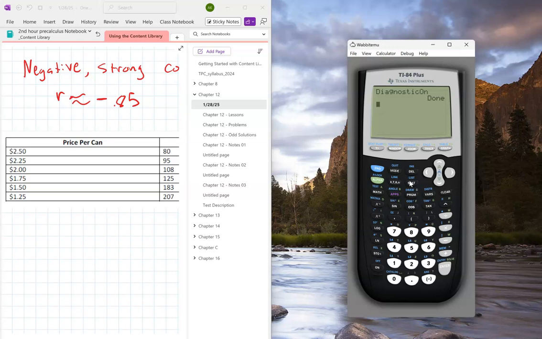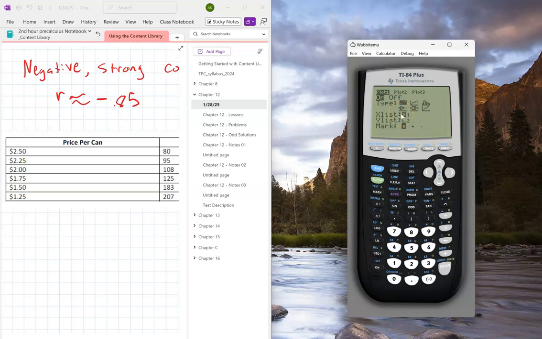Sound good? So to create a scatter plot of our data, I'm going to press second. That's the blue button. And the Y equals button. That is going to open up the stat plot menu. We have the option to plot up to 3 scatter plots at a time. It doesn't matter which one you choose. I'm going to just pick plot 1. I'm going to begin by turning it on, so by pressing enter. And then I want the first type option, that's the scatter plot option.